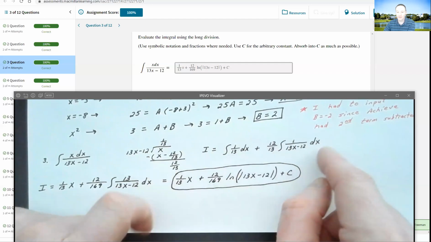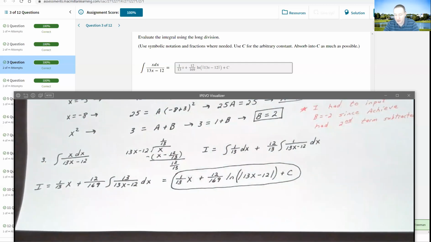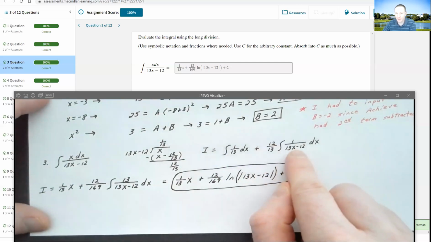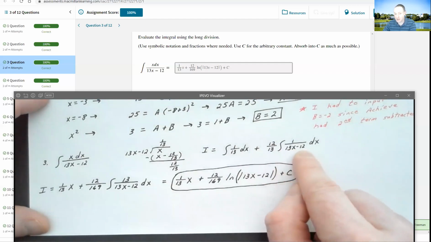And what I can remember is that anytime I have the derivative of a function divided by a function, it's going to be the natural log of the denominator. Please think about this. And I'm doing it without a formal u substitution, and I would like you to be able to as well. If you did a u substitution here, you'd say, well, what if I let u equal 13x minus 12? Well, then du would be 13x dx.